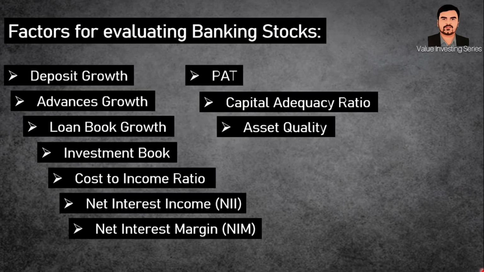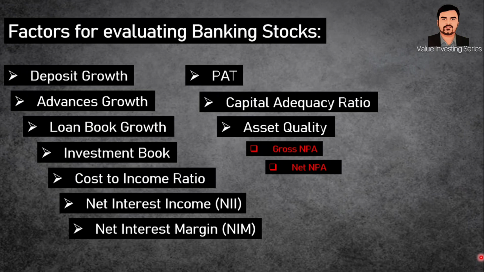Now getting to asset quality, which is vital for a banking system. This can be split into two: gross NPA and net NPA. So what is NPA? This I have discussed in detail in my much earlier sessions. NPA is nothing but non-performing assets. Gross NPA is the ratio of gross non-performing assets to the gross advances.